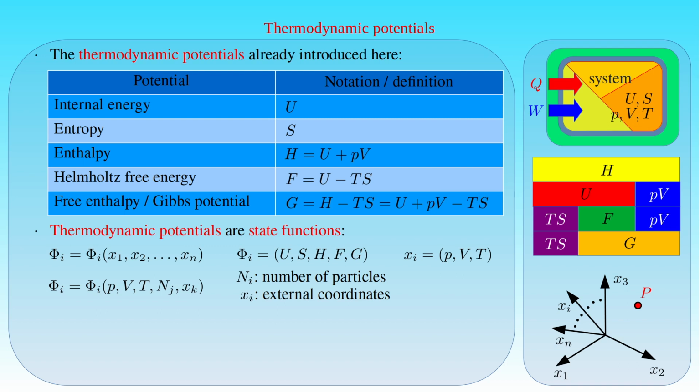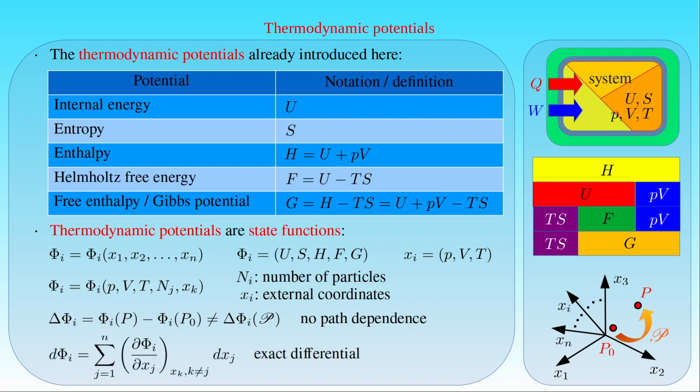Since each thermodynamic potential phi_i is a state function, its change between any point P0 and the point P in the state space only depends on the initial and final states of the system, and is independent of the path calligraphic P of the process between these two states. In other words, the differential of any potential phi_i is an exact differential, and it can be expressed as the sum of the partial derivative of the potential with respect to each state variable, times the differential of the corresponding state variable.